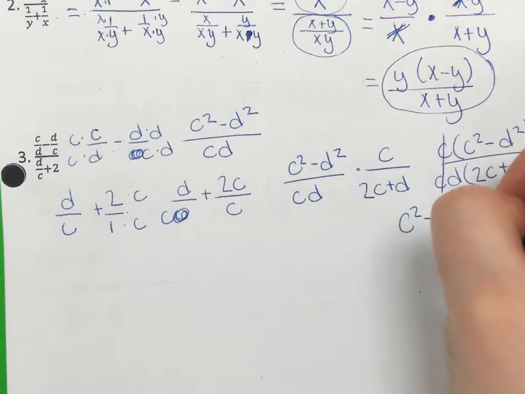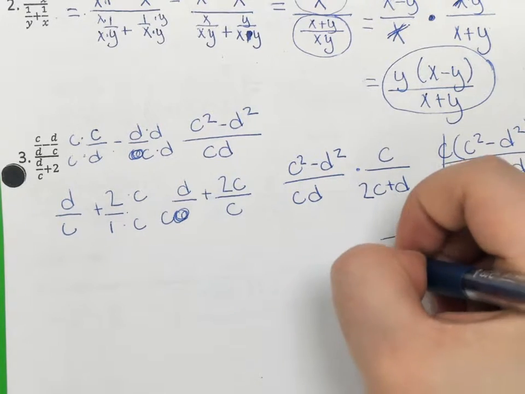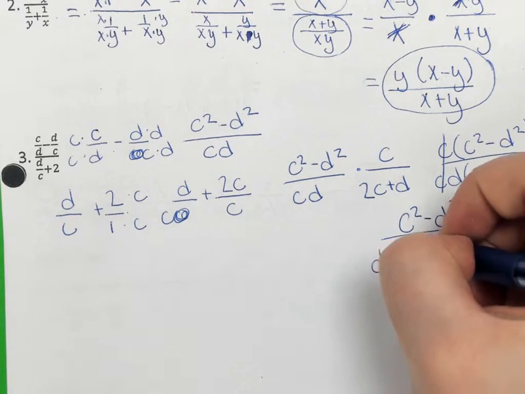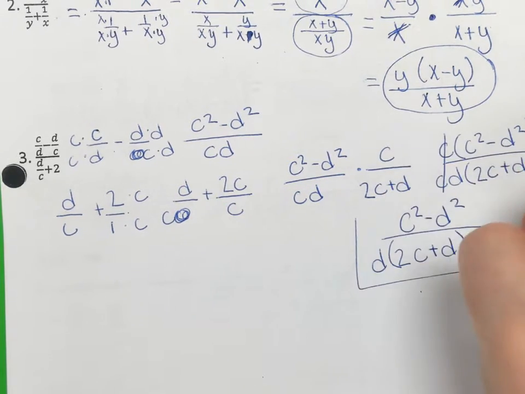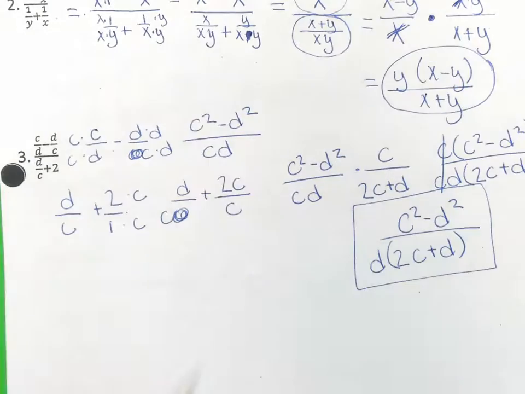But it was 2CD. You see it? Yeah, because you're multiplying both of those, and then you're dividing. Alright, so did y'all get C squared minus D squared over D and 2C plus D, or D plus 2C? A lot of you have D plus 2C.